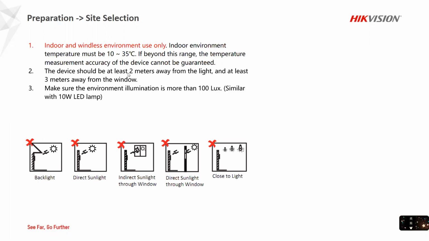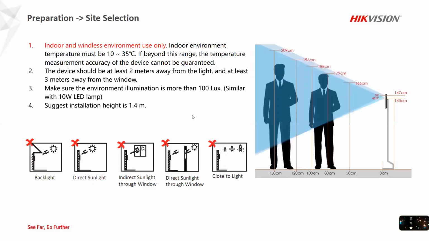And also it's better to avoid backlight, direct sunlight towards the thermal MIMO, because then it may affect the accuracy. And you can have that device 2 meters away from the light. It's more recommended. And also it's better to have enough illumination, but also we do have the IR light on the thermal MIMO, so even in the nighttime, you can still use that for the temperature measurement and also face recognition.